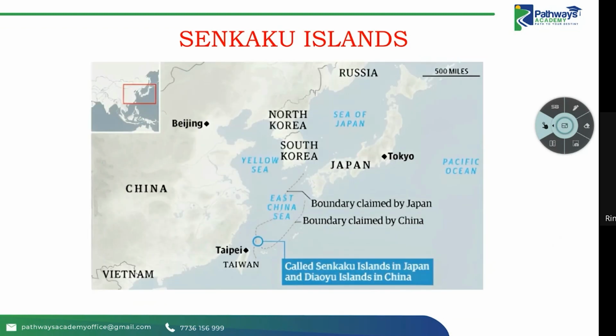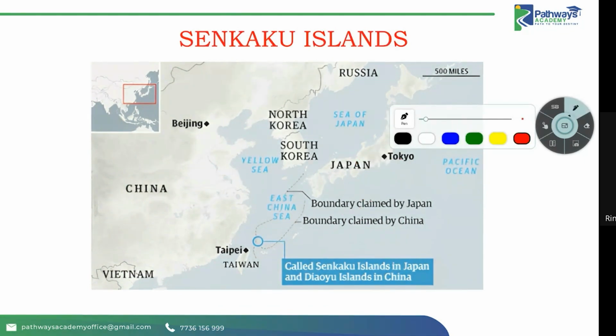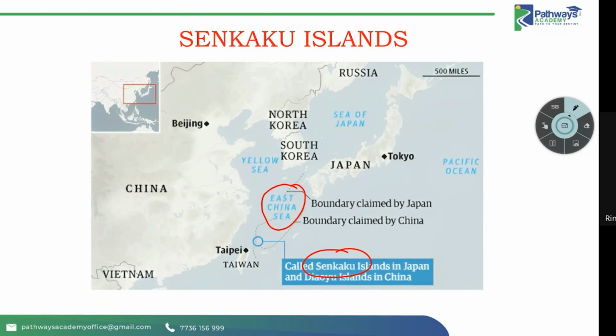Kuril Islands, we already mentioned about Kuril Islands. Another important island is Senkaku Islands. It is the island which is present in East China Sea. It was already a question. Senkaku Island is also known as Diaoyu Island. Actually, in China, it is known as Diaoyu Island.